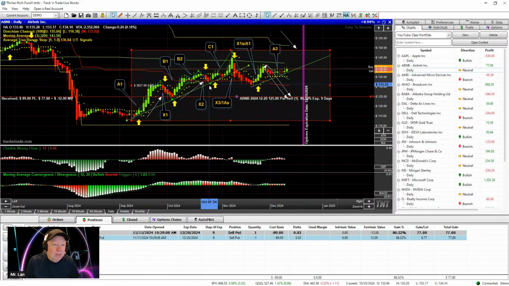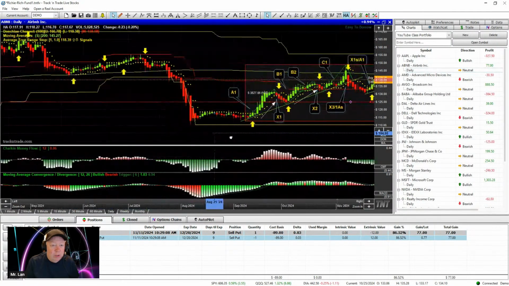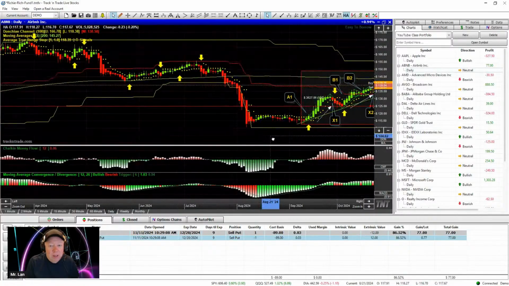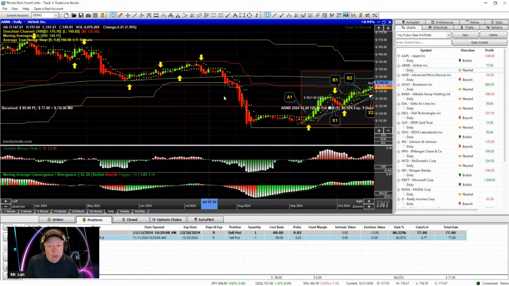Okay. Now you can see back here, if you go back and say, well, where was the previous Darvas box? Well, it was coming down. So you have to do Darvas boxes on the downside. So the low to the high, back to the low. You could almost say that the Darvas box was like right in here somewhere.